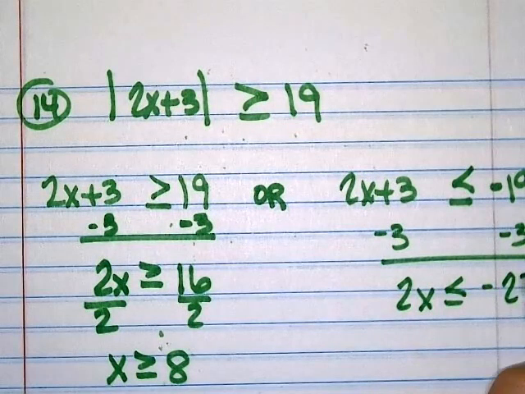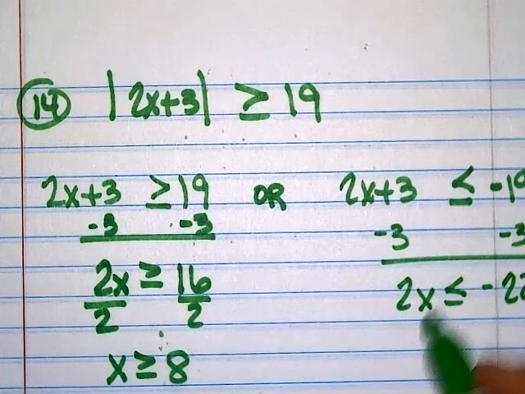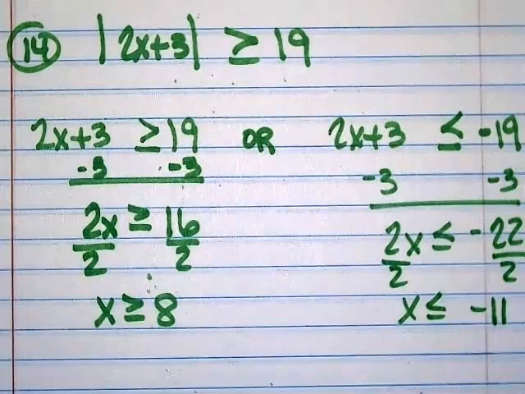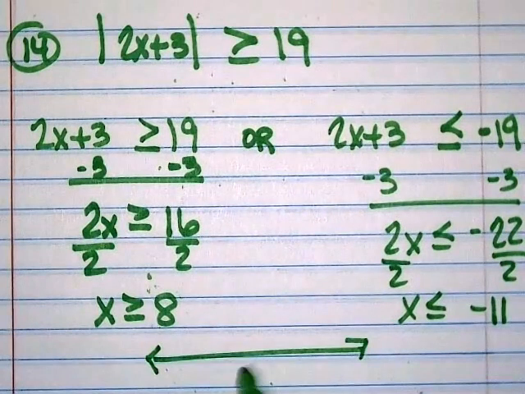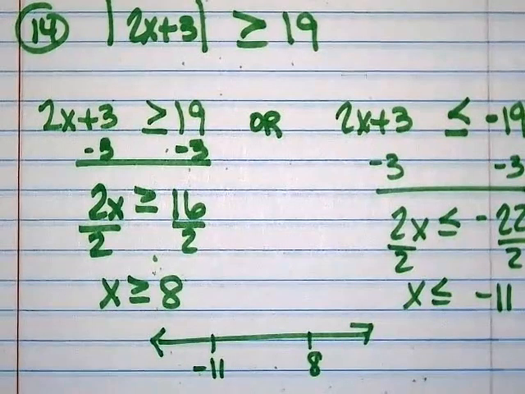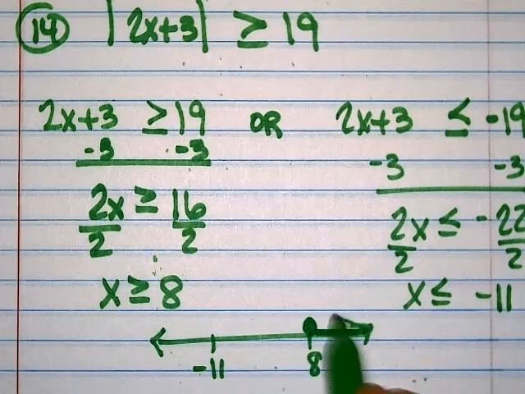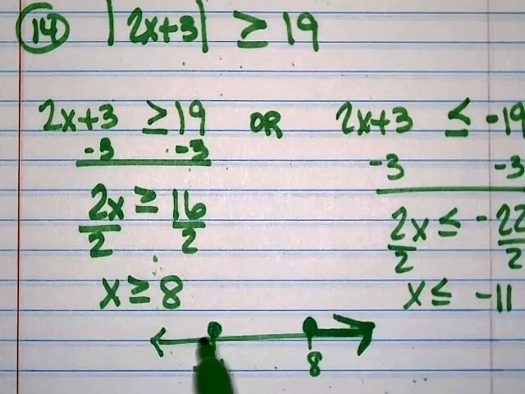Subtract 3, divide by 2. So here's 8. Here's negative 11. What kind of circle do you want on 8? Closed. X is greater than this side. What about negative 11? Closed. So what answer choice is that? C?